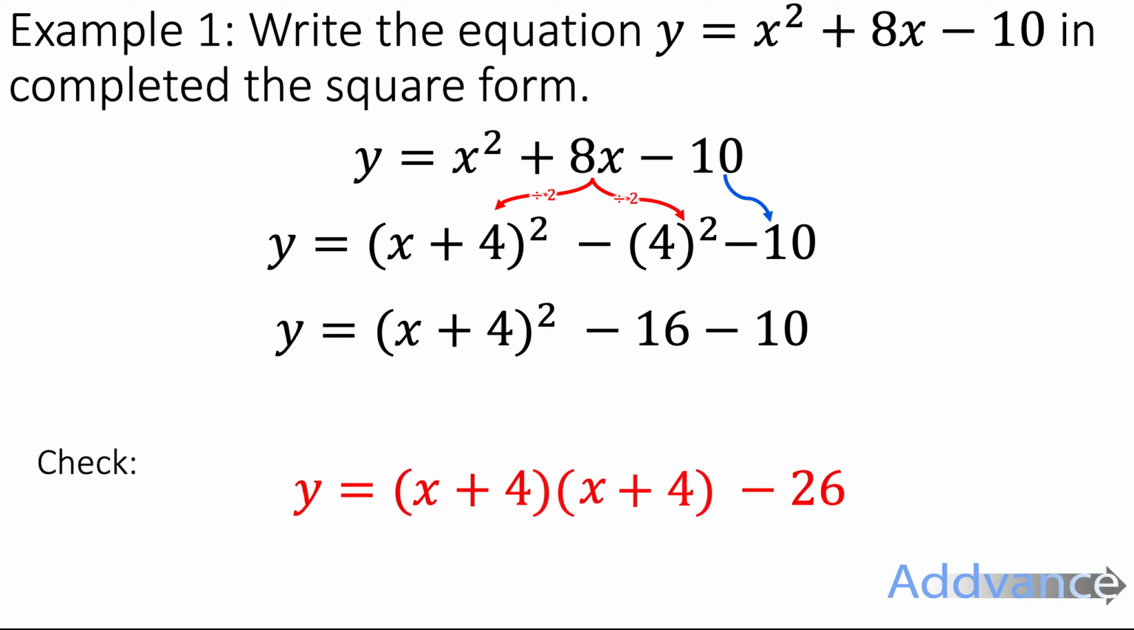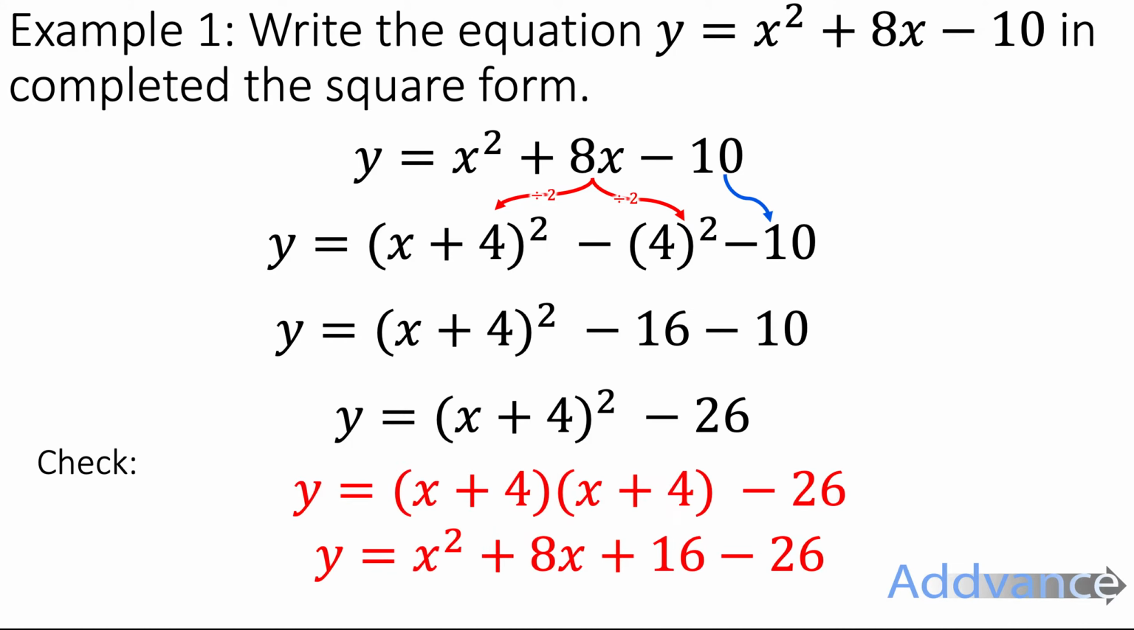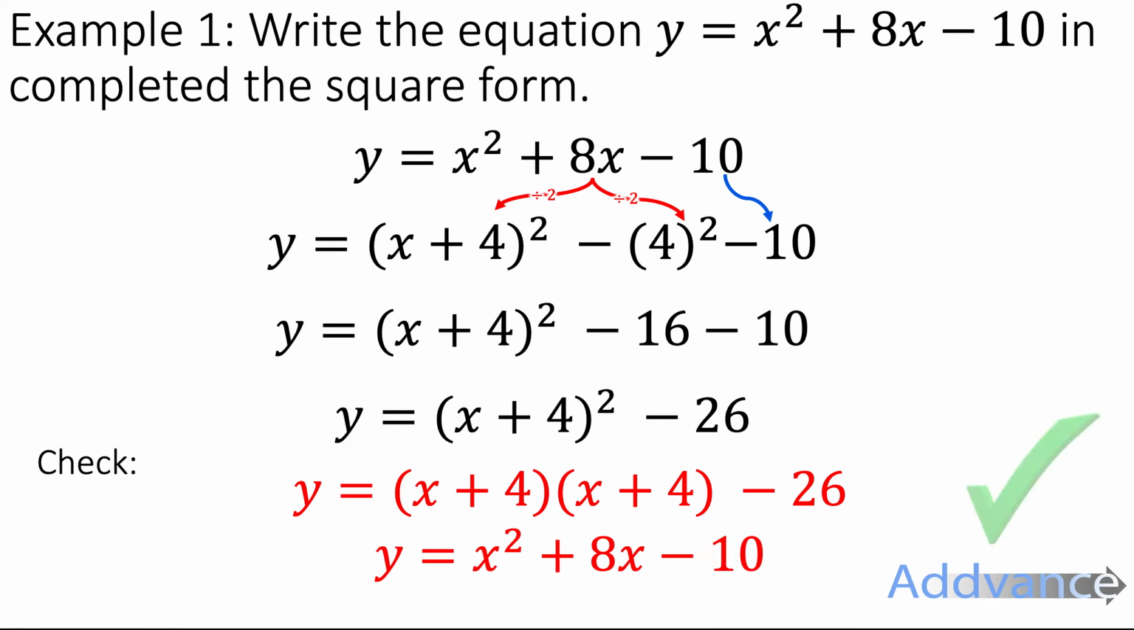We're going to check the expression now works, so x plus 4 times x plus 4. Just write the x plus 4 squared as two separate brackets. We're going to expand those brackets with a crab's claw, and we get x squared plus 8x plus 16 minus 26. Plus 16 minus 26 is minus 10, and that's the exact same as the original expression, so we've done it correctly. Okay?